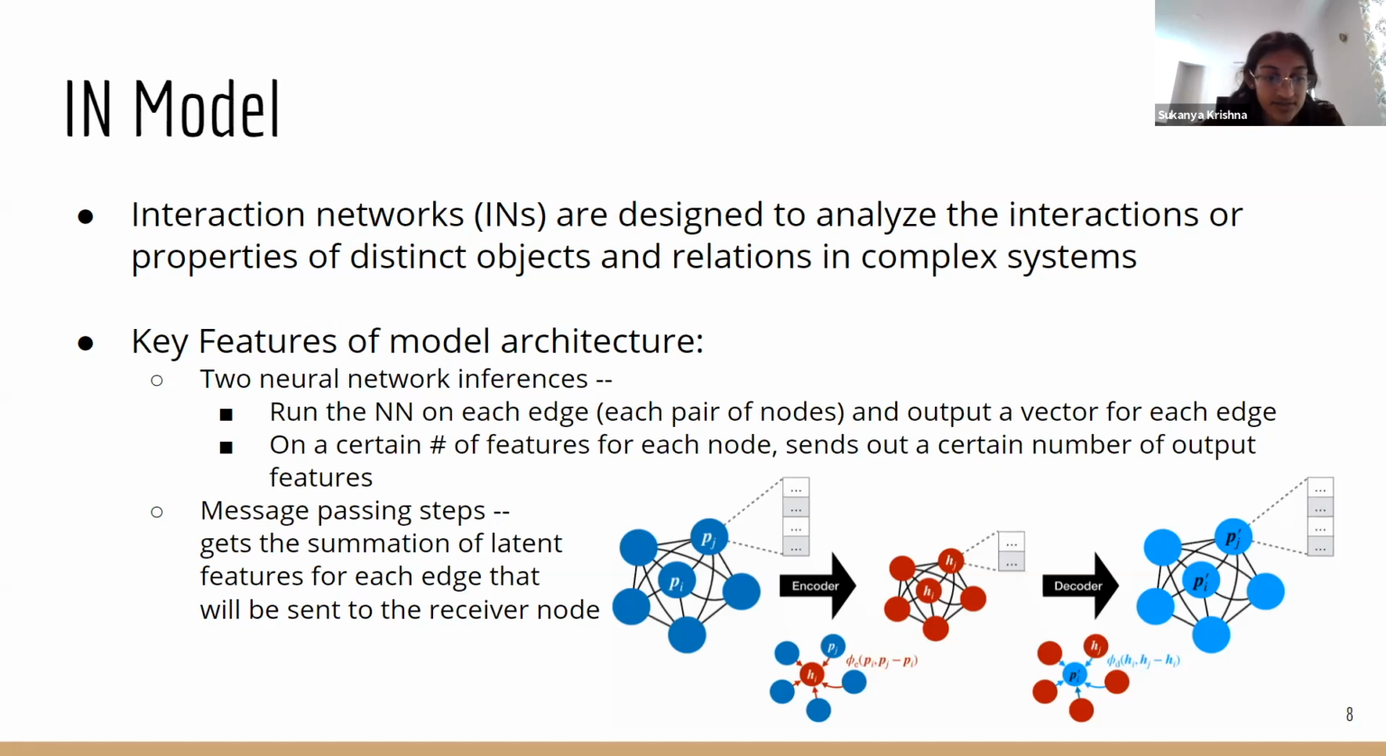So for this task, some key features of the model architecture are 2 neural network inferences to run the neural network on each edge and output a vector for each edge, and then for a certain number of learned features, for each node, send out a specified number of output features. Then there are message passing steps to get the summation of latent features for each edge that will be sent to the receiver node.